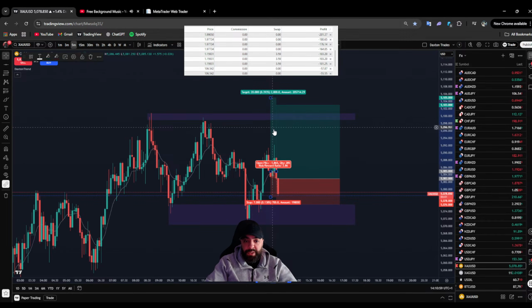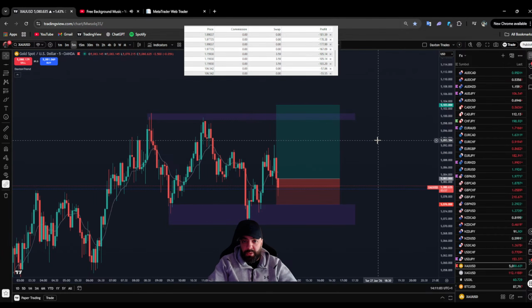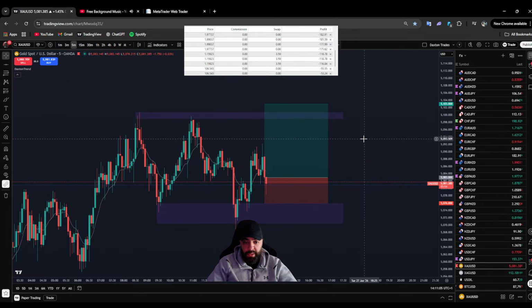So we entered this trade earlier and we got the TP1, and after that we got stopped out at break even. Now I'm thinking, I think this still looks good, to be honest. So let's go at 83.